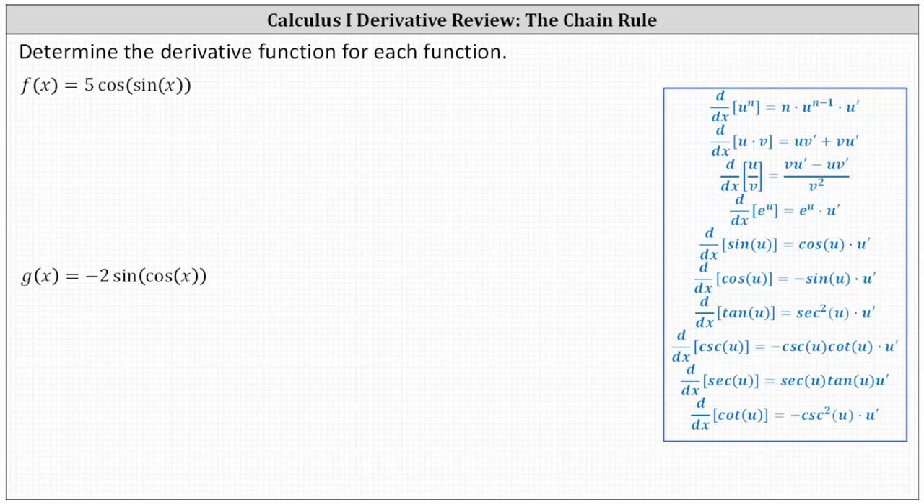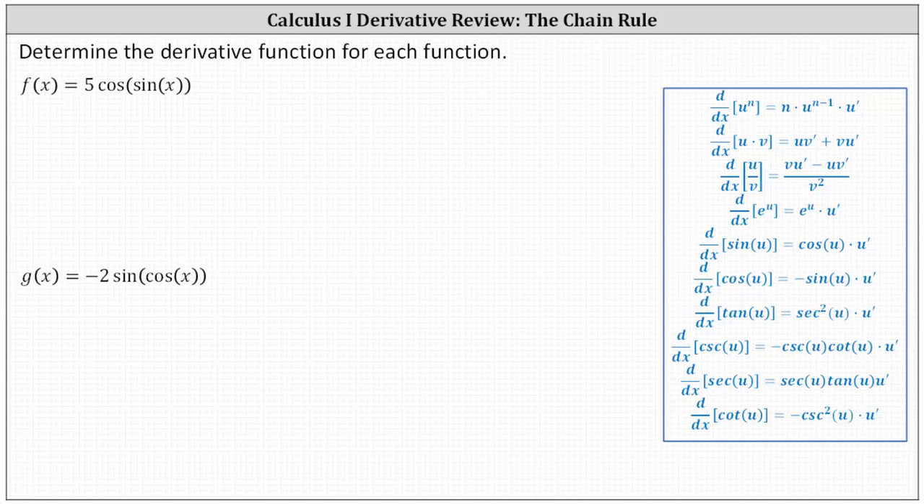We're asked to determine the derivative function for each function. We have f of x equals 5 cosine of sine x. The first thing to notice here is that we have a composite function because we have an inner function sine x and an outer function cosine. This indicates to find the derivative function, we need to apply the chain rule.